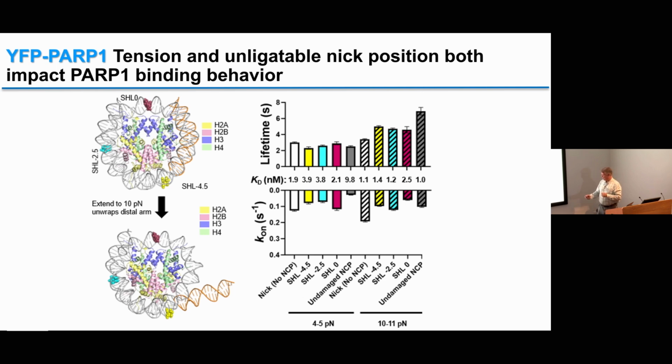The other interesting feature of these data is that when you put a nick in the nucleosome, the affinity, if anything, goes down. And so we think that would suggest that it's primed and ready to do its work because it's already on the chromatin.